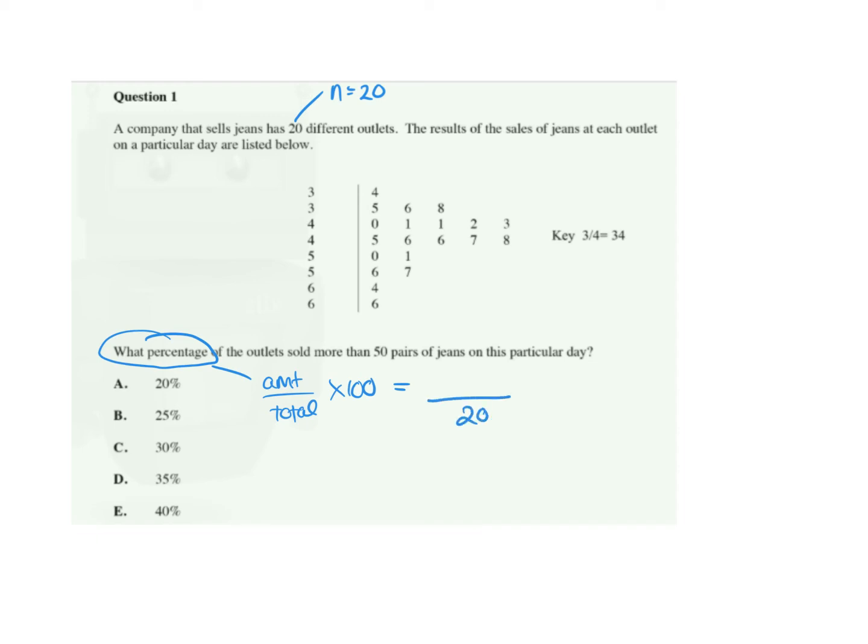I had 20 outlets. And then we want to know which sold more than 50 pairs of jeans on a particular day. So I want more than 50. 51 is the first one. So we want to know how many were more: 1, 2, 3, 4, there was 5 outlets that sold more than 50. Change that to a percentage and we get 25%.